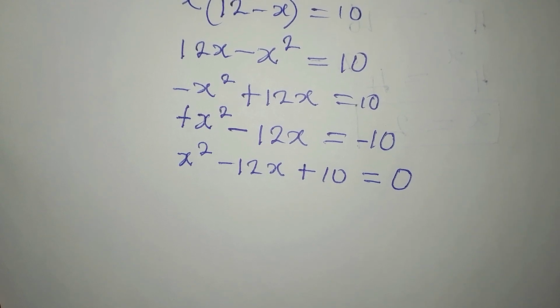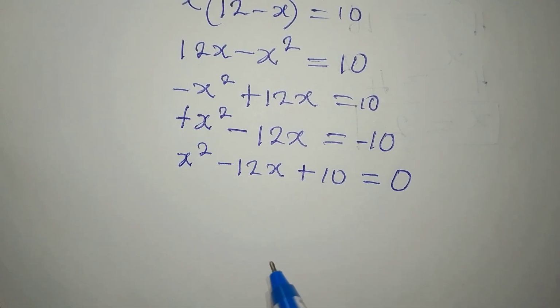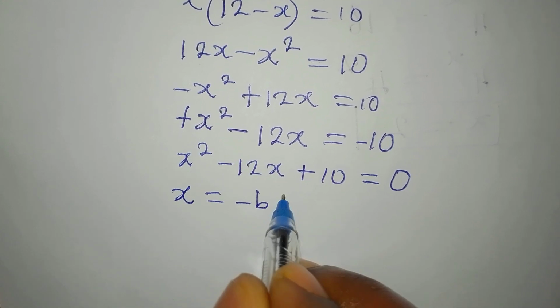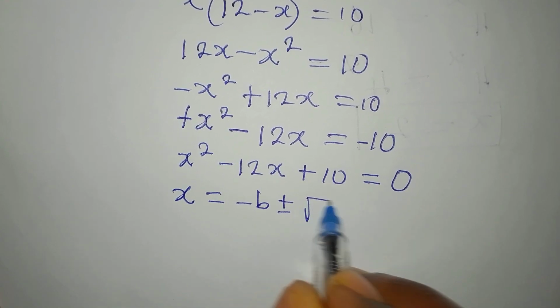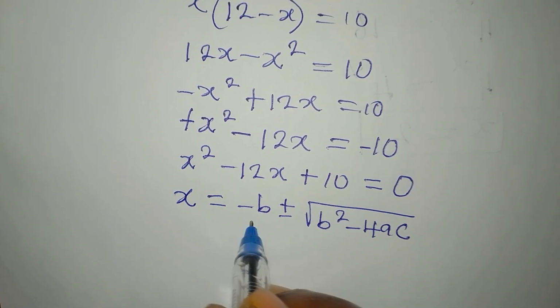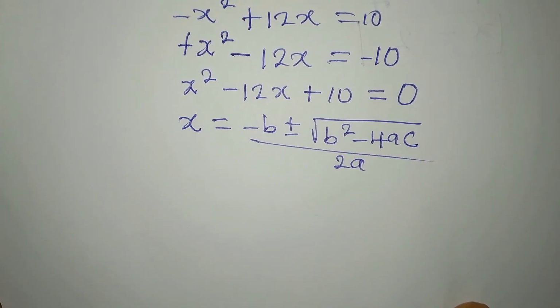Now what do I do from here? I now have a quadratic equation, and I can use the formula to deal with this. But one of the most difficult things about using the formula method is knowing or remembering the formula. The formula is x equals minus b plus or minus square root of b squared minus 4ac all over 2a. This is what we have.